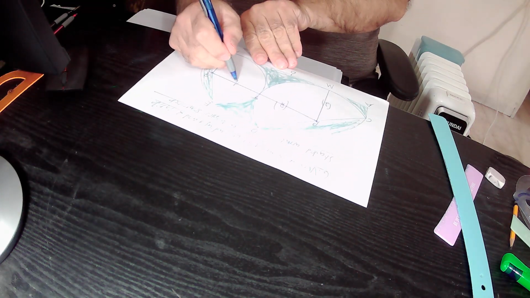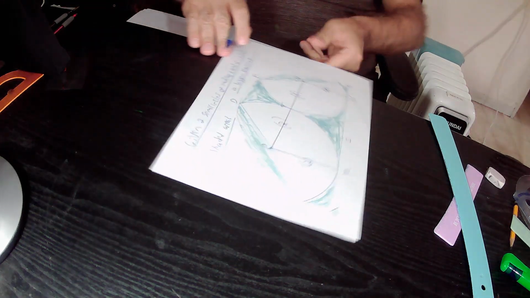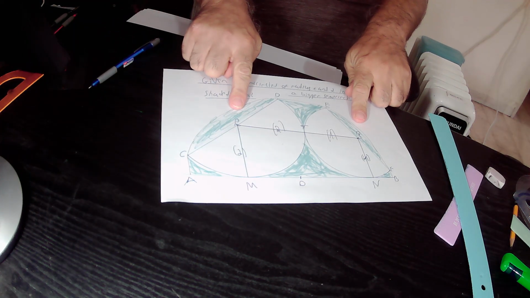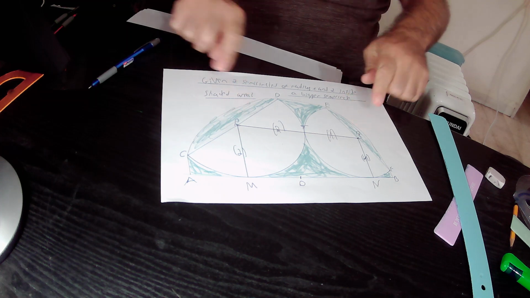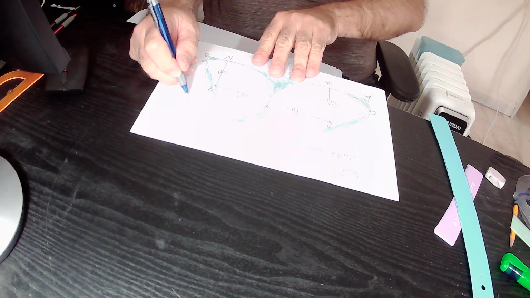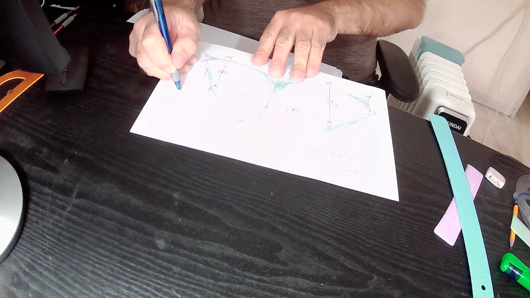Again, PQ in total equals PT plus TQ. PQ equals PT, that is 2, plus TQ, that is 1. So in total, PQ equals 2 plus 1, that is 3. So PQ equals 3, according to Rule 10.